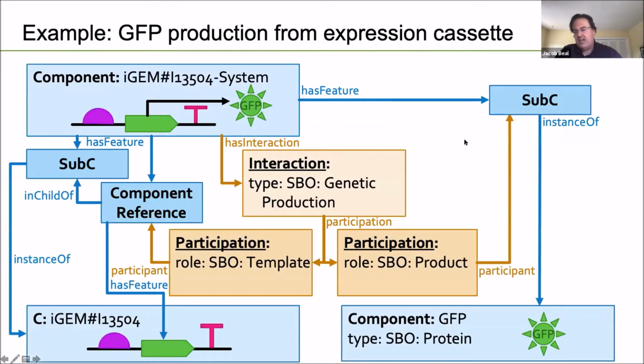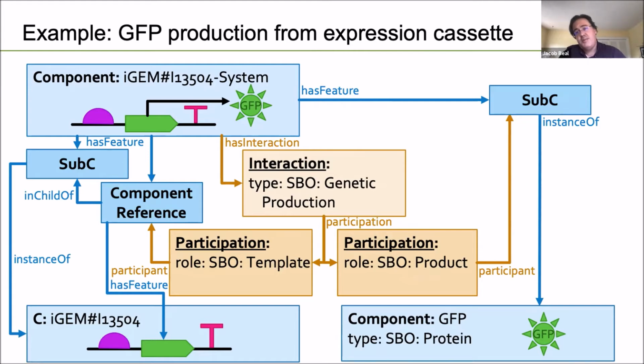So to see how that looks, let's talk about the fact that this system here, this component, this chunk of DNA, we don't just want it because it's a chunk of DNA. We want it because this chunk of DNA makes GFP. So we create another component of type protein for the GFP, and we're going to add an interaction in the system that contains both the GFP and the chunk of DNA. And that's going to say that the coding sequence is the template that makes GFP as its product.